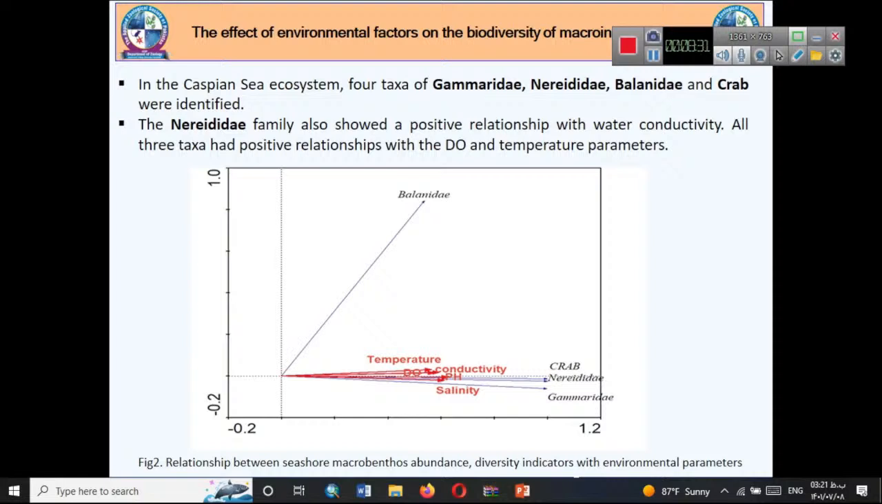Based on the length and direction of the vectors, the dissolved oxygen parameter was in the first place as the most influential environmental variable. Then the temperature and pH parameters were in the second place. Simpson, Margalef, and Shannon indices were correlated with dissolved oxygen and temperature factors.